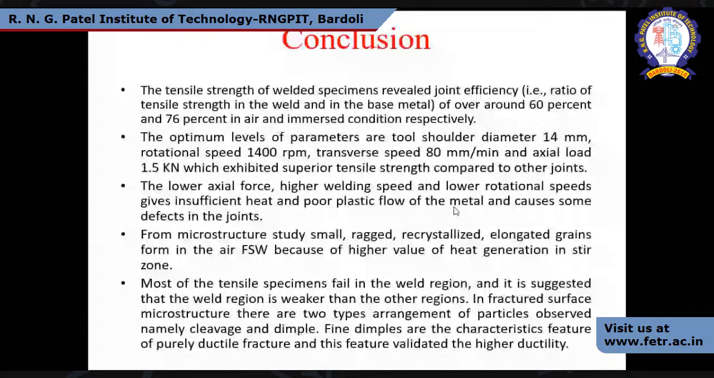Another conclusion, already discussed during the microstructure discussion, is that we find small ragged, recrystallized and elongated grain form in the air FSW because of the higher heat generation in friction stir welding. Whenever we discuss the immersed FSW, we find lower heat generation compared to the air FSW because this process is going on underwater.